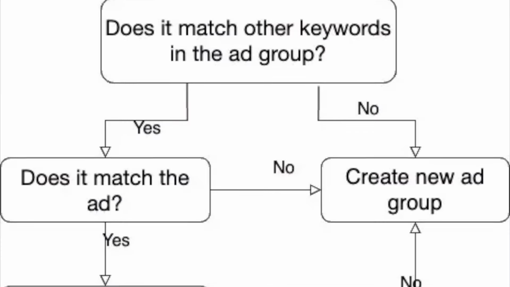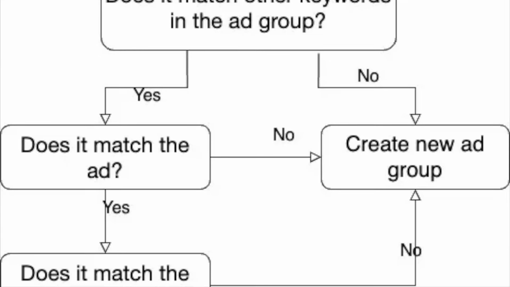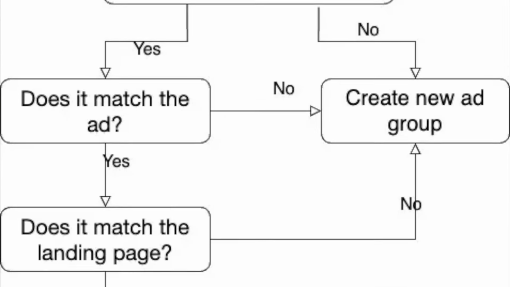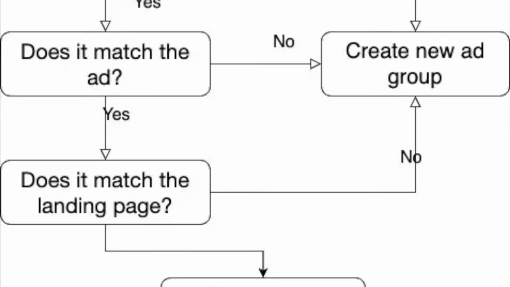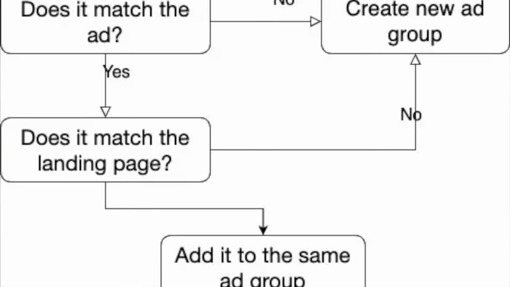First of all, I ask myself, does the search query match the keywords in that ad group? If yes, then I move on to see if the ad matches the search query, and then if the landing page matches the search query. If all answers are yes, then this new search term belongs in the same ad group. Now, if either of answers is no, then you need to create a new ad group because you want to write a better ad or direct to a different landing page.